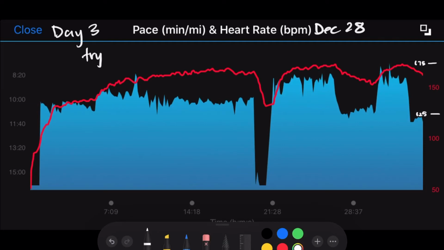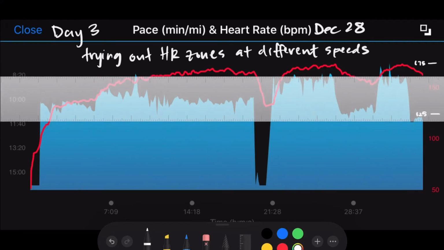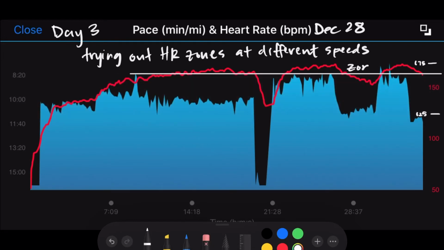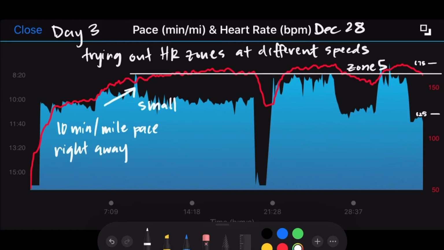On day 3, December 28, I tried out different paces while trying to monitor my heart rate. I started off well enough, but if you see, I'm going to put the zone 5 line over here to show you where I crossed the line into the red zone. It started off well enough with about 5.5 minutes at a zone 3 10-minute per mile pace, and then with a small escalation of speed, I went into zone 5 at about 14 minutes.